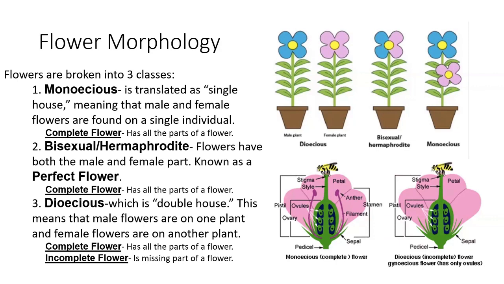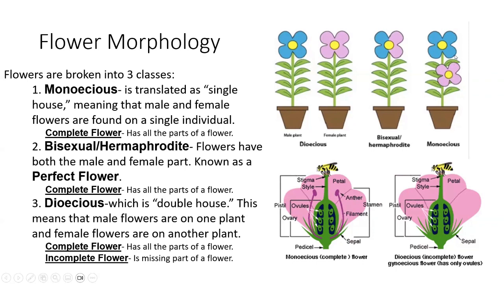Now, not to confuse you a whole lot, but I love this graphic right here. If it's dioecious, you've got the male flower and the female flower. Mom and dad are separated. Okay, they are divorced. We have dioecious. Male and female are separate. If they are monoecious, that means mom and dad live together. Okay, you've got both male and female flowers.